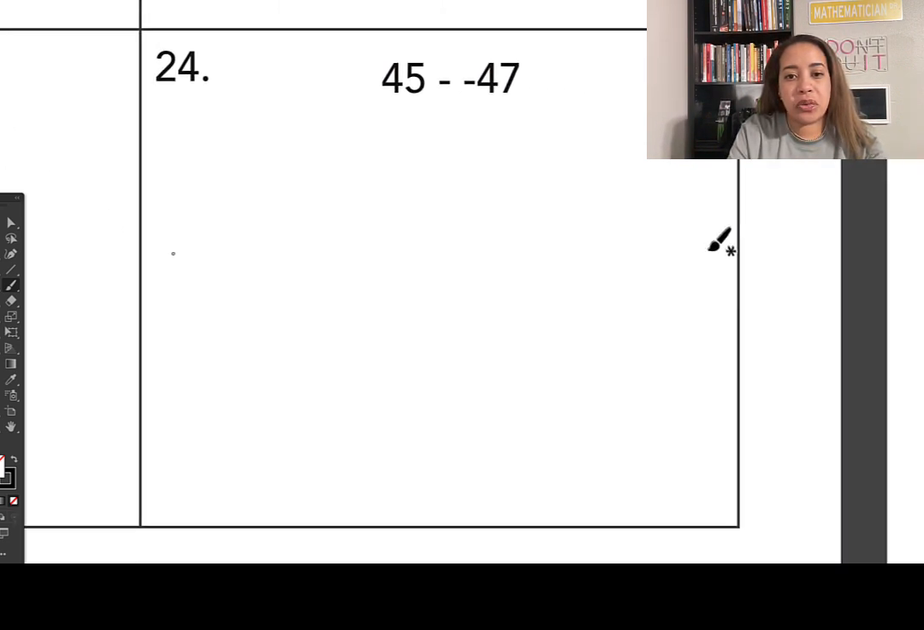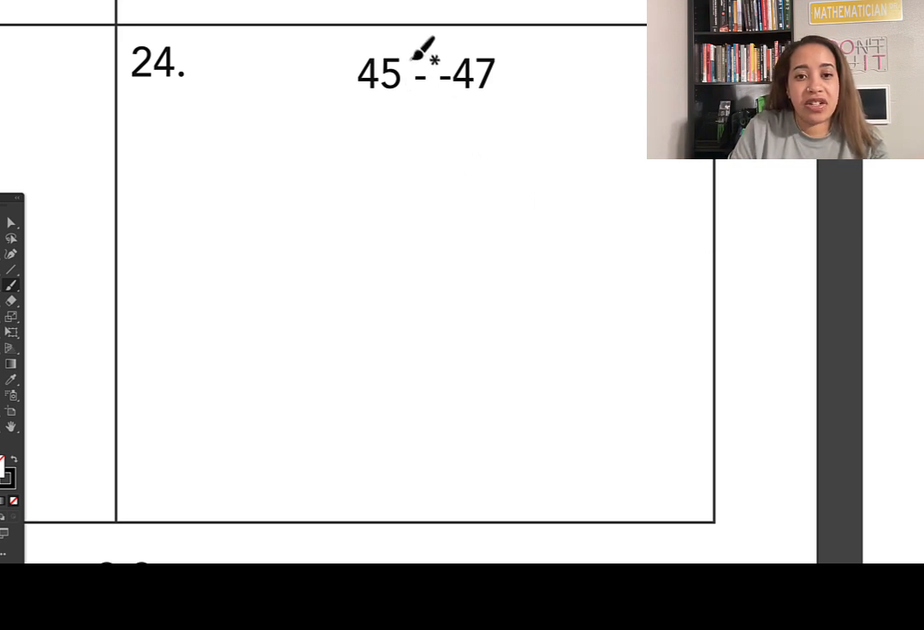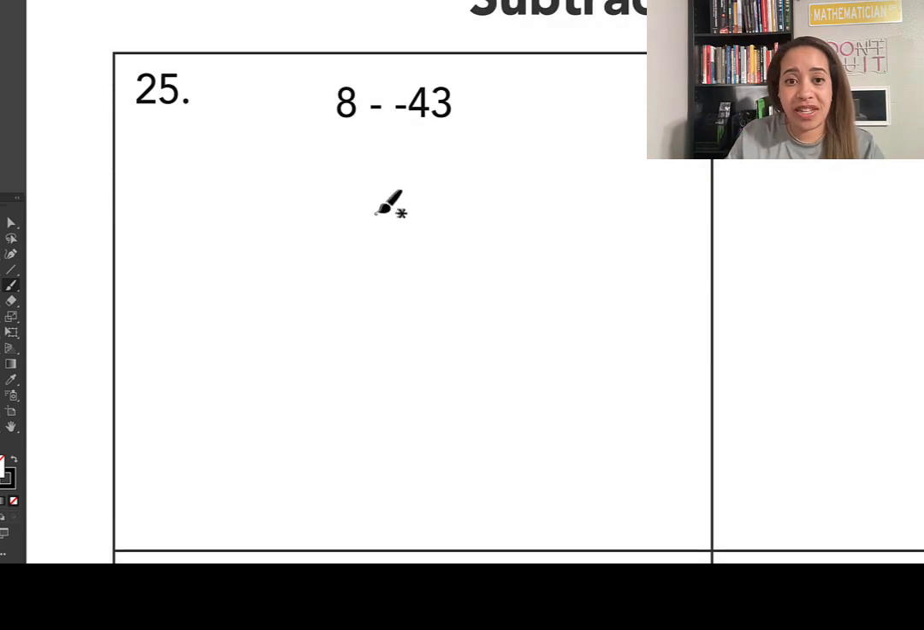Here is number 24. See another subtraction problem. Keep, change, change. We keep the 45, change from a minus to a plus, and change from a negative 47 to a positive 47. So now that we have a regular addition problem, we can just add these up, and 45 plus 47 gives us 92.